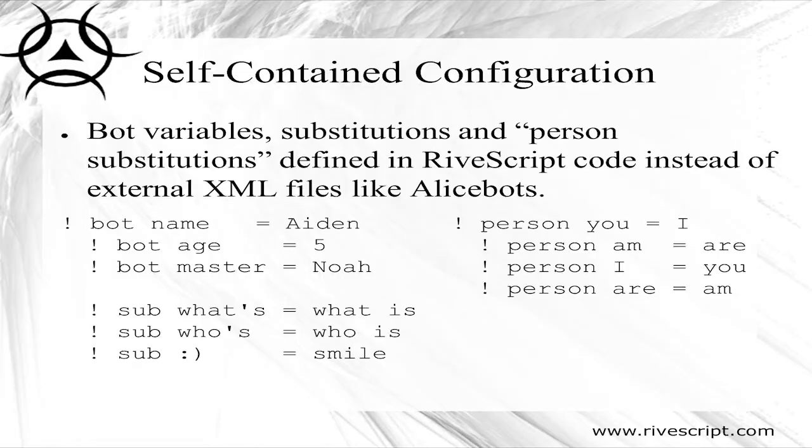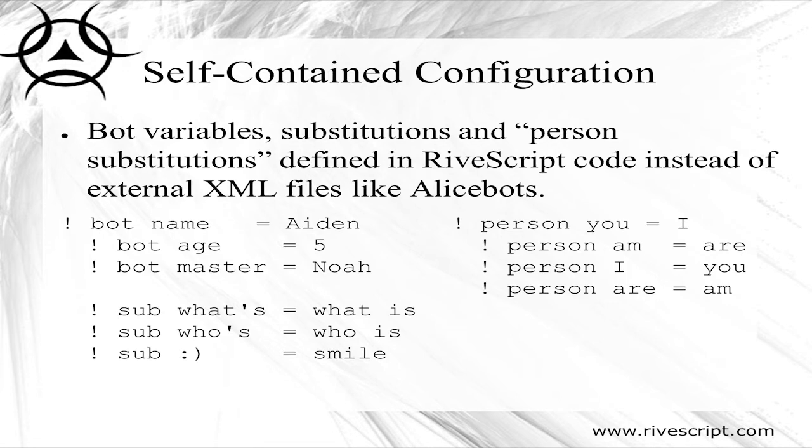With Program D and Program V, the configuration was XML files that are separate from your replies. And these are examples of configuration. You have the bot's variables, like name, age, whatever else you want. You have substitutions, like what's equals what is. Person substitutions will switch first and second person pronouns, so that, for example, you could tell the bot, say I am cool, and the bot will say you are cool. It replaces I with you when it bounces it back at you.